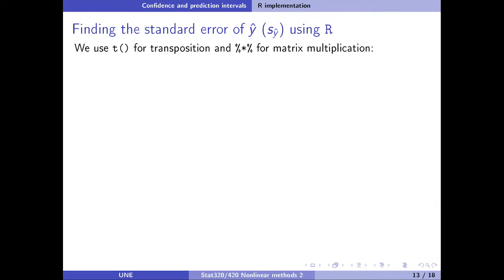Okay, so to find the standard error, we've got all the pieces of the puzzle. We've got dg d theta, and we've got the covariance matrix for theta hat. We just need to use a little bit of matrix multiplication in R. We need transposition. In R, transposition is T of whatever matrix you have. And we need matrix multiplication, and matrix multiplication is percent star percent.